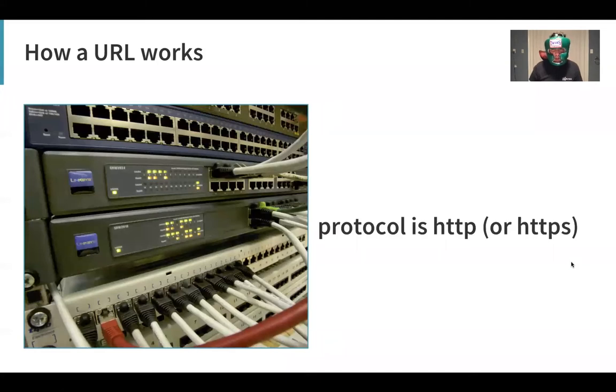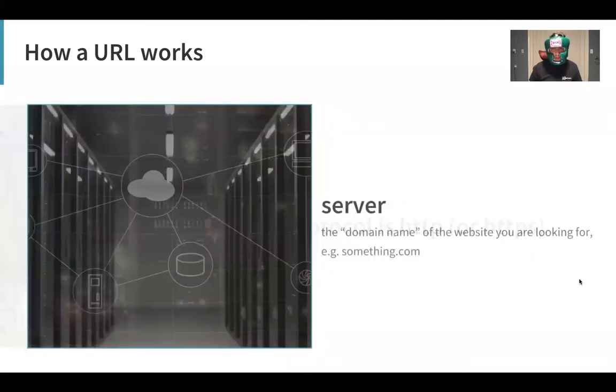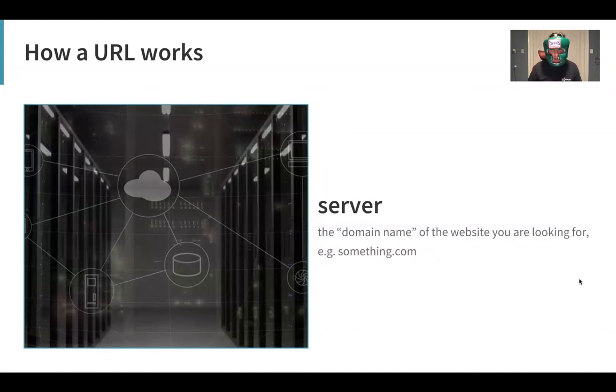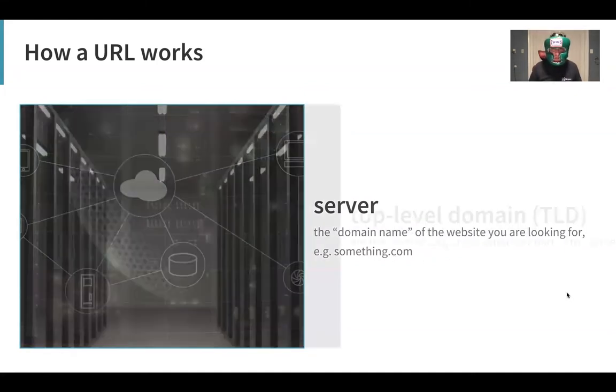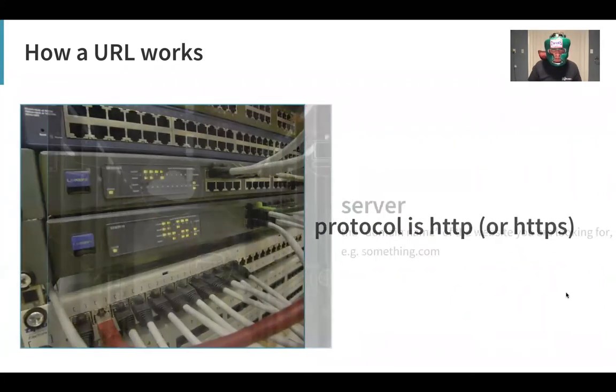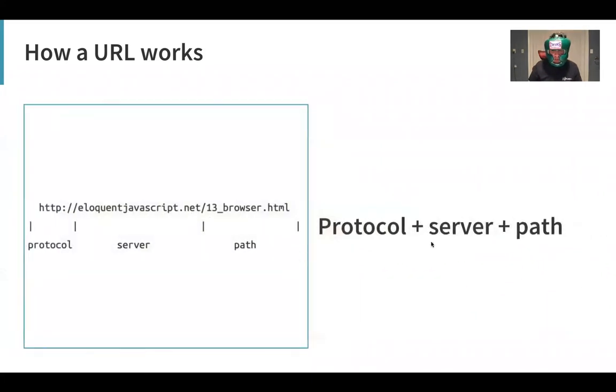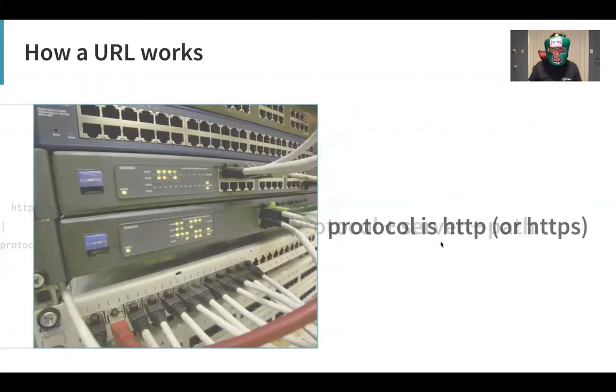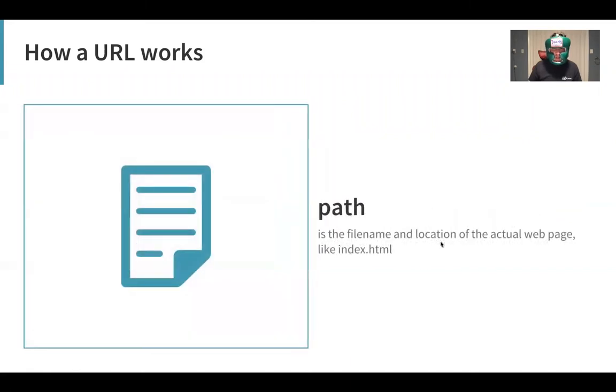Again, protocol is HTTP or with the S for security. The server, or the domain name, is the website you're looking for. So something.com is a domain name. The top level domain is the .com or .org or .whatever part of the server. So in that case, it was .net. It could be all sorts of things now. They've branched out from .coms and .orgs and .nets to all sorts of kinds of things. The path is the file name and location of the actual web page. So index.html or contact.html, that's the path.